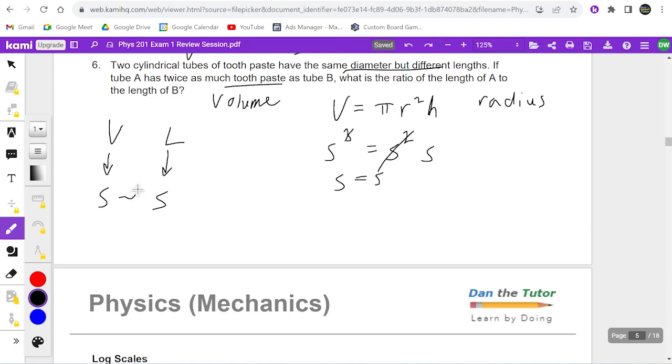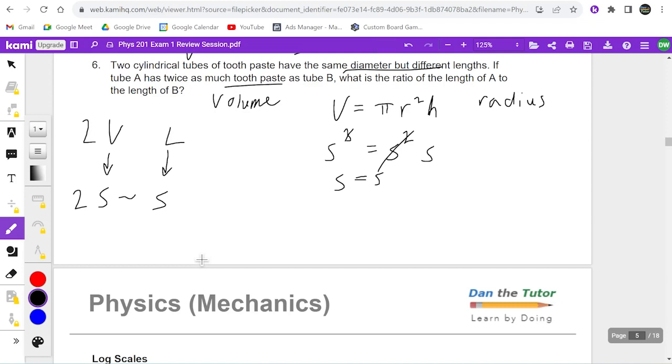And what was the actual change in volume? The actual change in volume was twice, 2V. And because the units canceled, it's not cubed anymore. It's actually just 2S. I repeat, because those dimensions canceled with the radius squared, you doubled the volume, you just doubled the size.